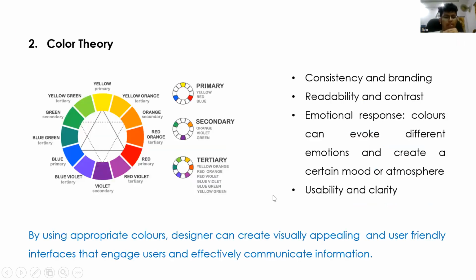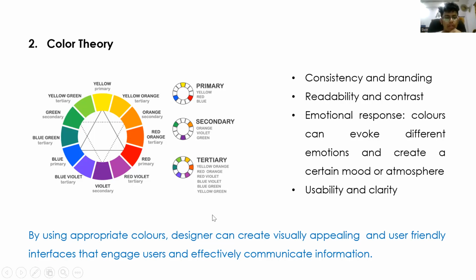Now, next thing is the color theory. Color theory is very important while designing. So the designers use this color wheel to determine the colors, the primary, secondary, and tertiary colors. And it helps in increasing consistency and branding. It also improves the readability and contrast of the content in the design. And emotional response is one of the most important parts. So colors can evoke different emotions and create a certain mood or atmosphere. It also has an improvement in the usability and clarity.